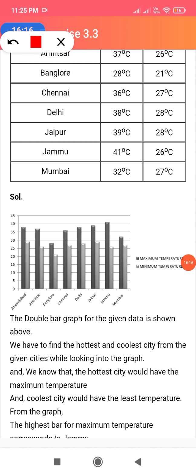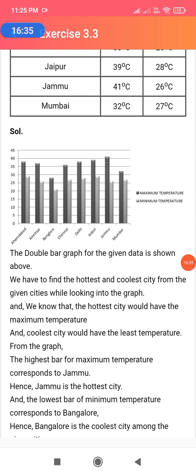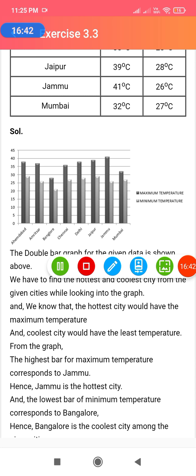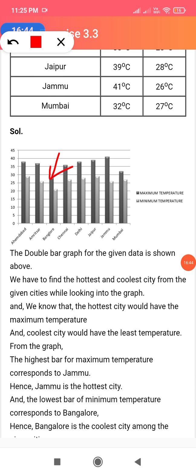The hottest city is the one whose temperature is high. So when we say the hottest city, that would have the maximum temperature. Maximum temperature is there in Jammu. So we can say Jammu is the hottest city, and the minimum temperature is there in Bangalore. So we can say Bangalore is the coldest city.